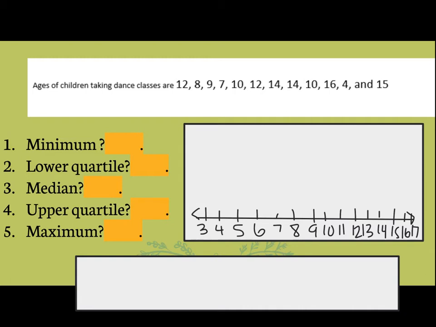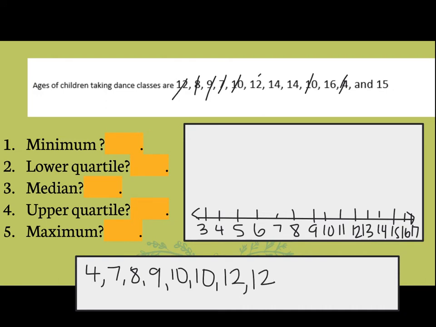So here we go. 4, and I always cross them off when I've used them, so I make sure I have all my numbers. 7, 8, 9, 10, 10, 12, 12, 14, 14, 15, 16. And then I always double check and make sure I have them all. So 1, 2, 3, 4, 5, 6, 7, 8, 9, 10, 11, 12 at the top. So let's check the bottom. 1, 2, 3, 4, 5, 6, 7, 8, 9, 10, 11, 12 at the bottom as well.